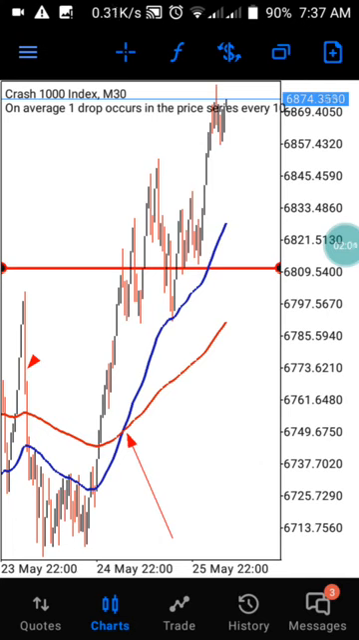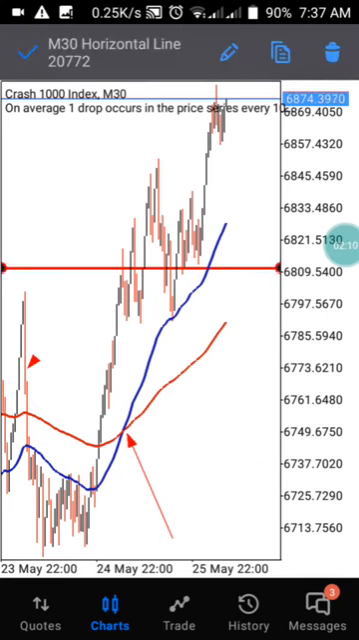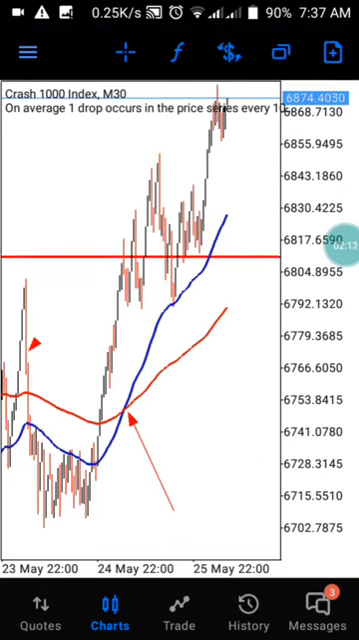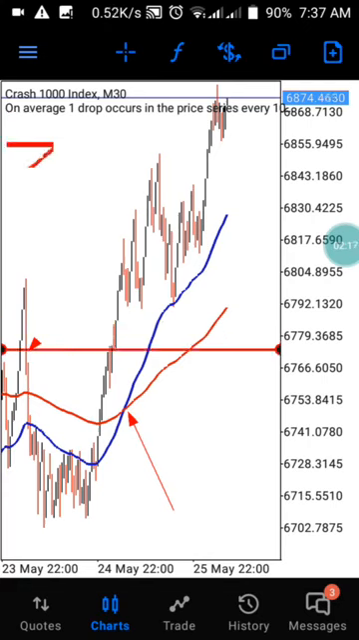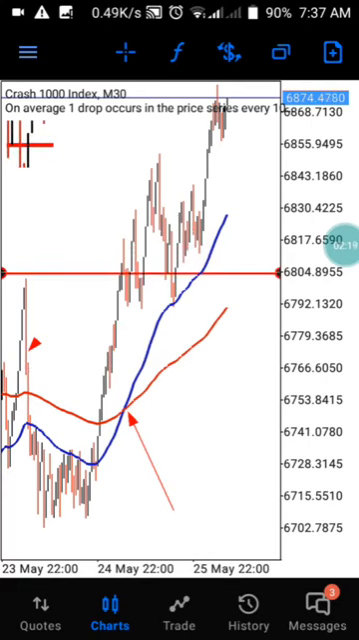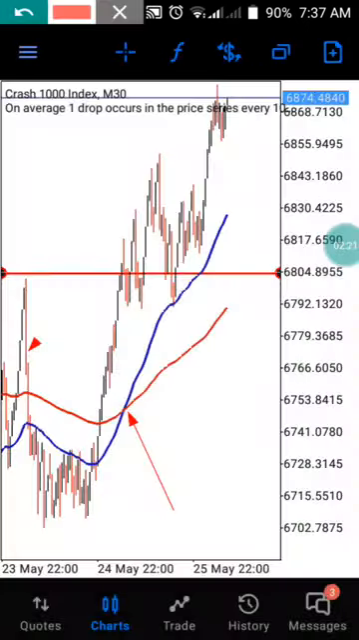Another thing you need to add to your main chart is this horizontal line that we have here. You see this horizontal line. What are you going to use this horizontal line for? You are going to use it to divide the chart on your screen into two.